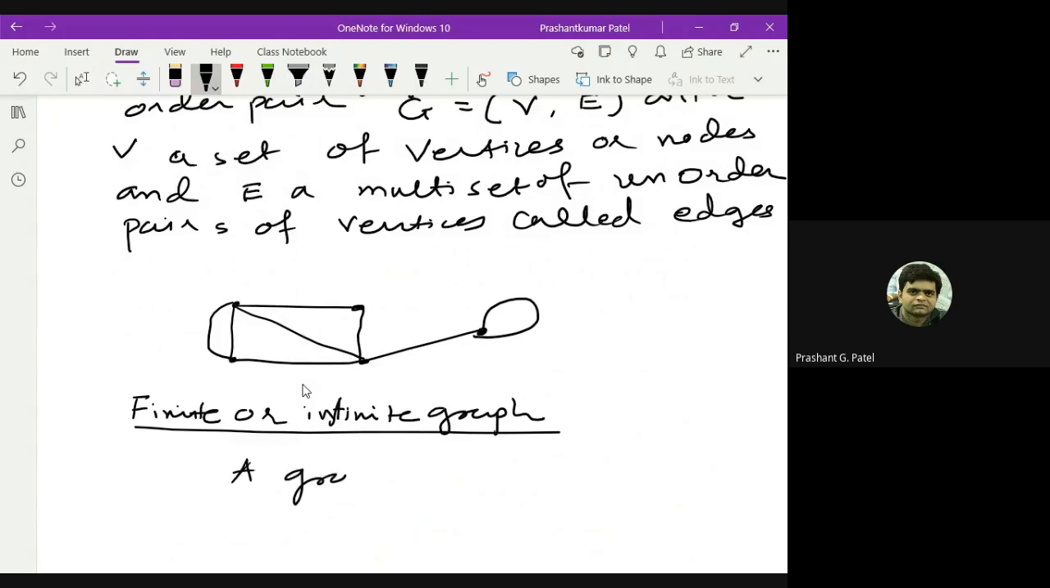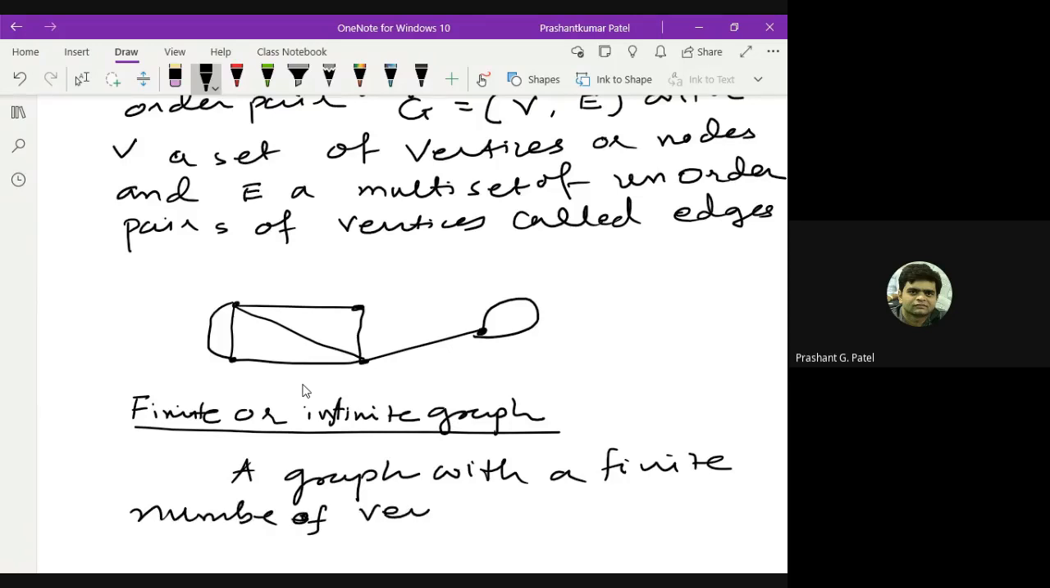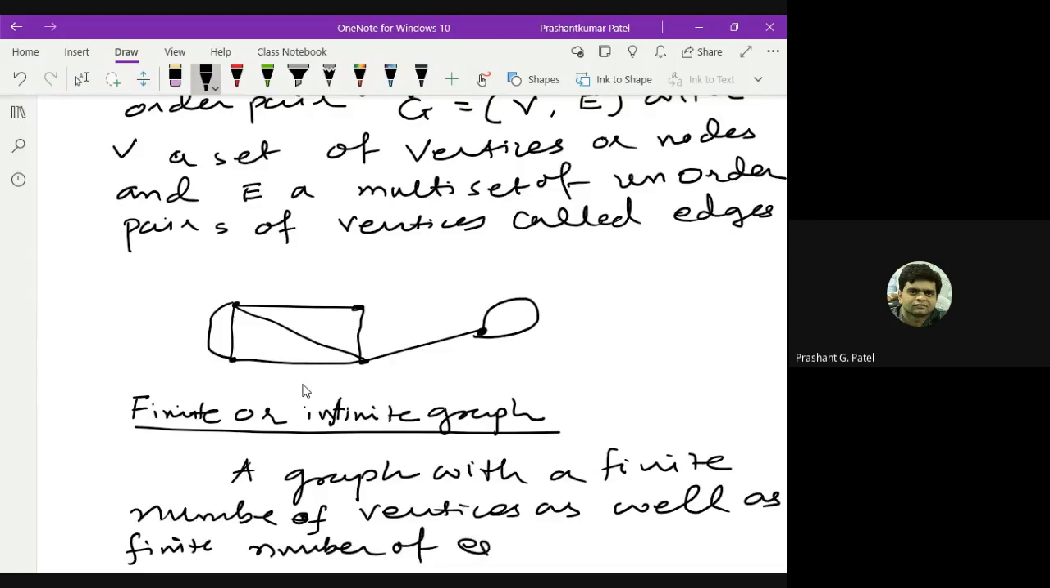So a graph with a finite number of vertices as well as a finite number of edges is called a finite graph.